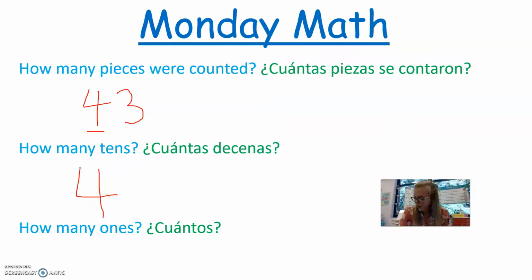Okay, so when you look at my papers, I had 4 little groups of 10, right? And then how many ones did I have left over? So right, I had 3. You're going to answer these with your own numbers based on what you counted. Okay, and I want you to do this a couple times. So keep playing until you have done it at least 5 times. Okay? If you have any questions, please let your teacher know.